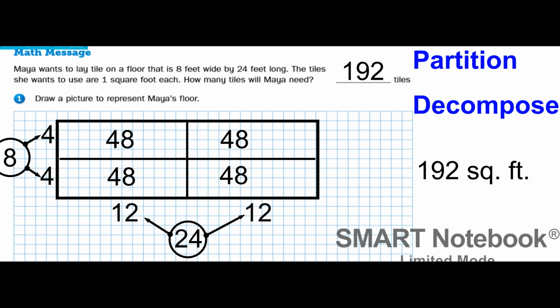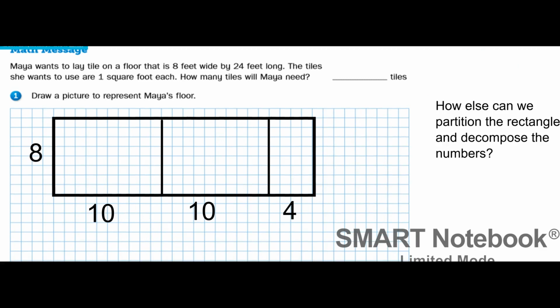So now I made my multiplication easier for myself. I found 4 times 12 for each section was 48. I added my 48 4 times, and I got 192 square feet, which means I'll need 192 tiles. Is this the only way we can partition and decompose for this problem? Of course not. You choose to decompose the numbers in a way that makes the problem easiest for you.